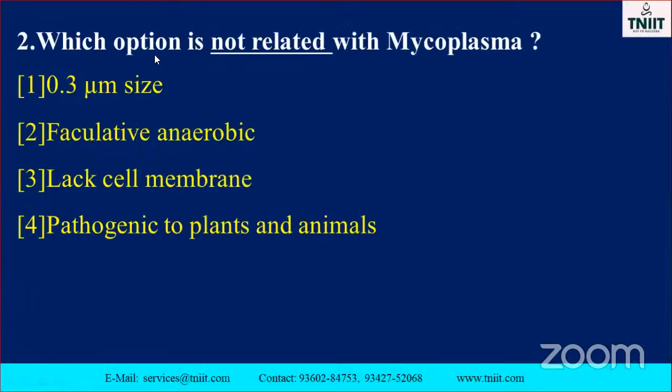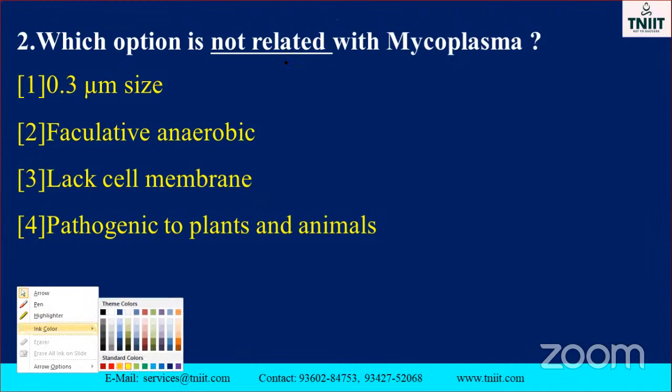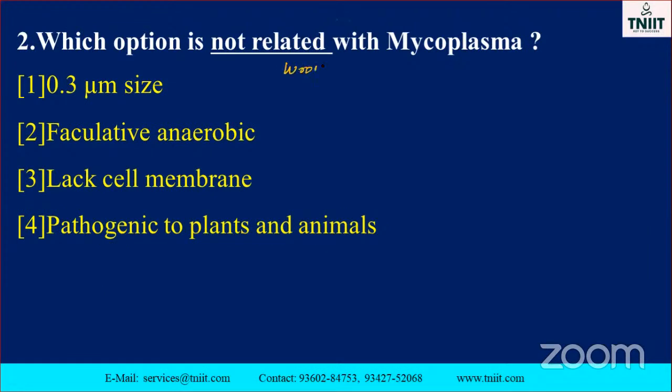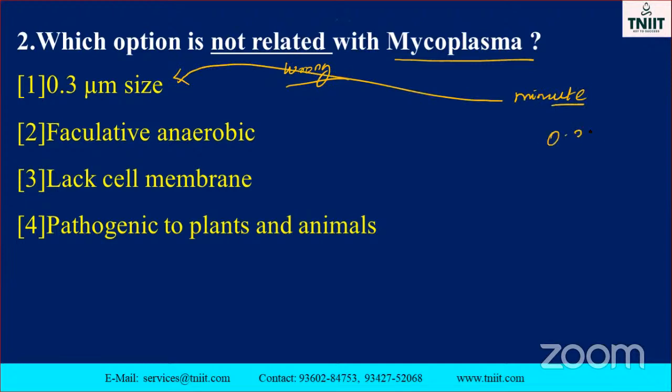Which option is not related? It is also a wrong-statement question. They asked which one is wrong with mycoplasma. Already we studied mycoplasma. What is the meaning of mycoplasma? Mycoplasma is very minute, micro. The size is mentioned as 0.3 micrometer.